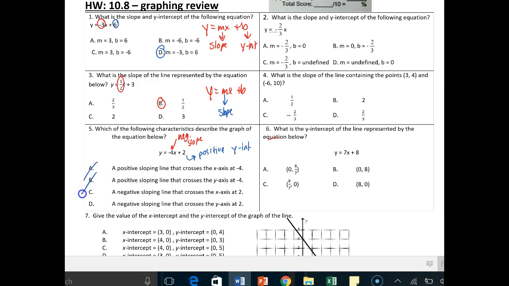So A and B are both wrong because we have a negative slope. C says a negative sloping line that crosses the x-axis at 2. That's incorrect because we want the y-axis. So that's why D is our correct answer.